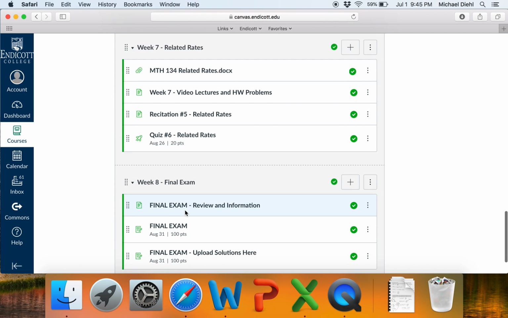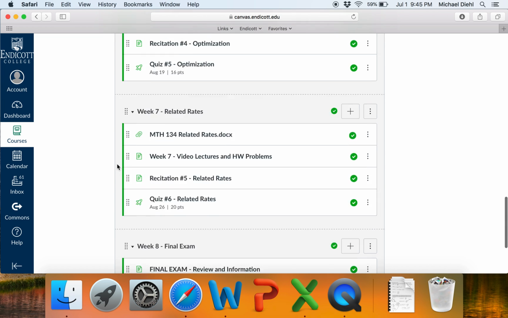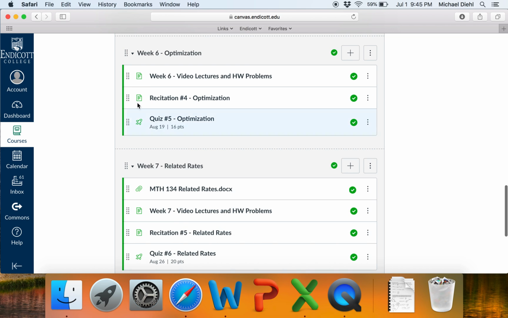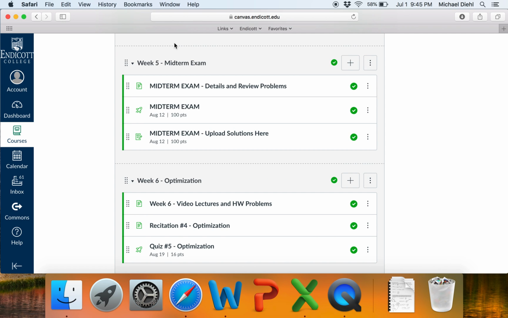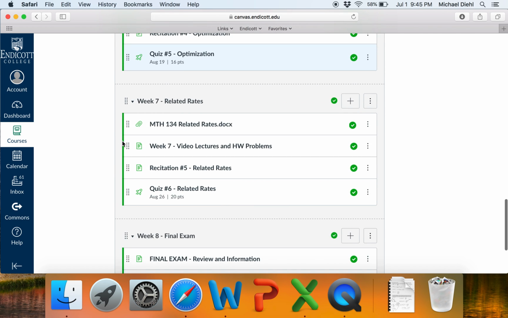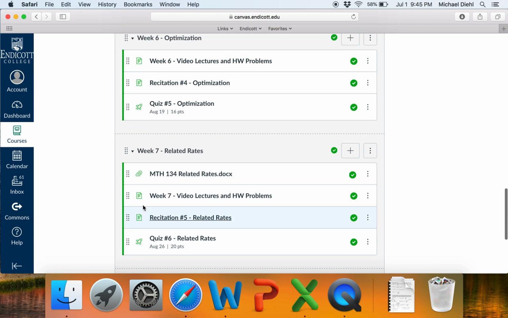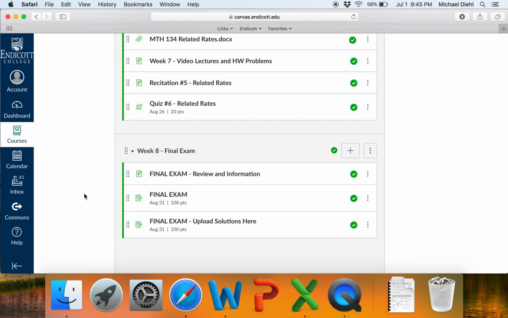The final exam is cumulative, so it is based on the entire course. However, I would say that its focus is largely on these 2 weeks of material, because these are the topics that you haven't been formally tested on aside from these quizzes. So the midterm is the first 4 weeks of material, and the final exam is the whole course, but with an emphasis on the second half.